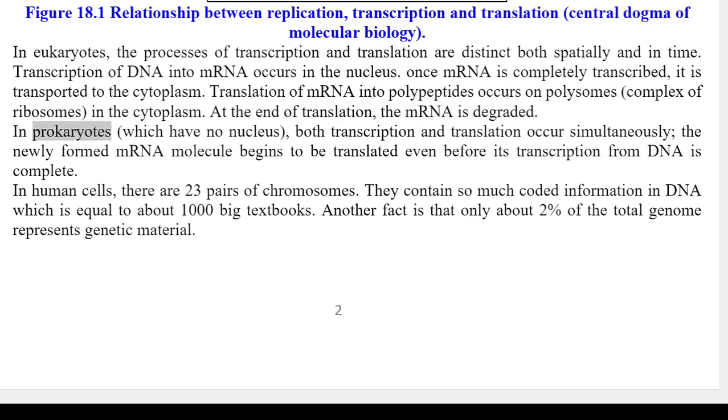In prokaryotes, which have no nucleus, both transcription and translation occur simultaneously. The newly formed mRNA molecule begins to be translated even before its transcription from DNA is complete. In human cells, there are 23 pairs of chromosomes. They contain so much coded information in DNA, equal to about 1,000 big textbooks. Another fact is that only about 2% of the total genome represents genetic material.